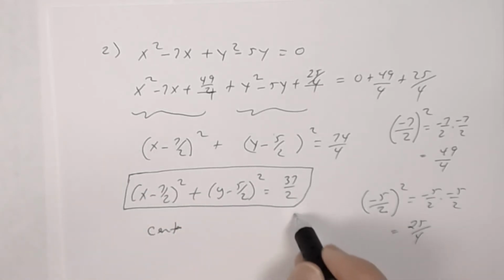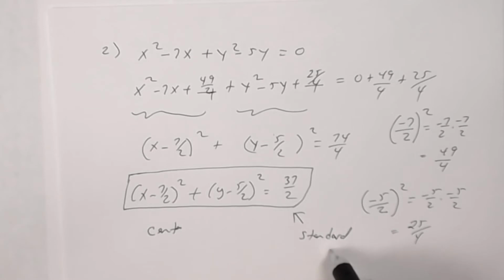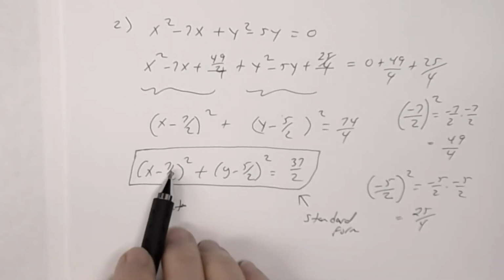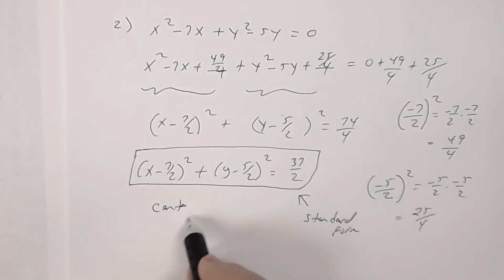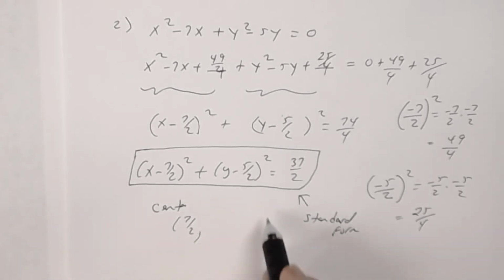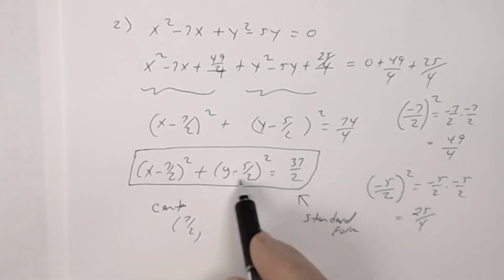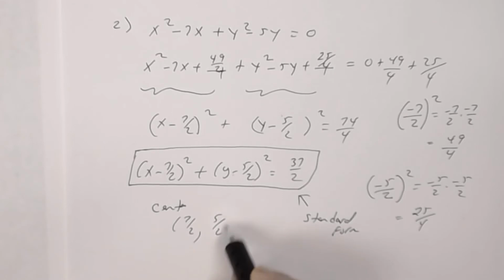Okay, so that's the equation of a circle in standard form. All right, the center will be a, don't say negative 7 halves. Remember, it's x minus h, so there's your h right here, 7 halves. Remember, x comes first, the ordered pair, x, y. And then y minus k, so k is 5/2. So there's your center. So that's an easy thing.